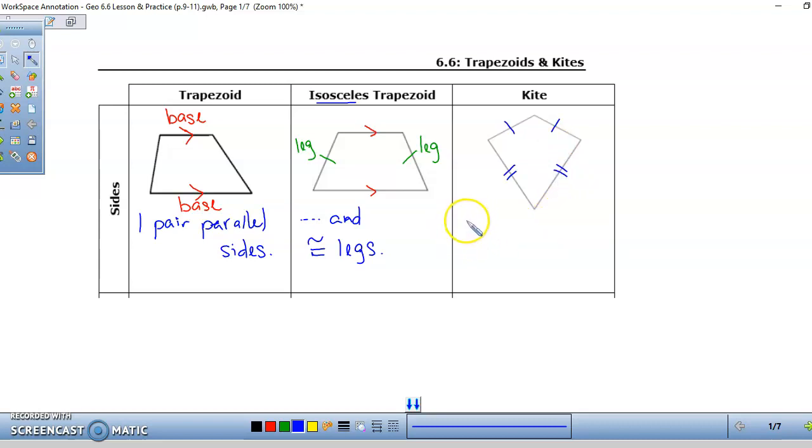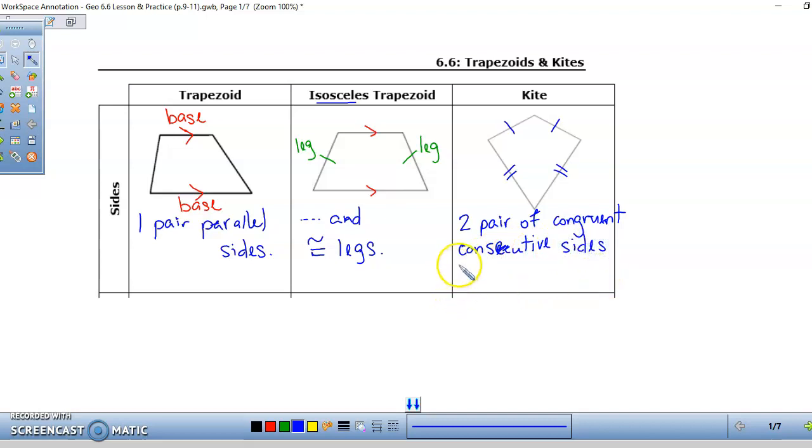Now to actually describe that, it's kind of difficult. So we have two pair of congruent, but they have to be in a particular spot. They can't be across from each other because then it would be a parallelogram. They have to be next to each other. And remember, we use the word consecutive for that sometimes. So two pair of congruent consecutive sides.